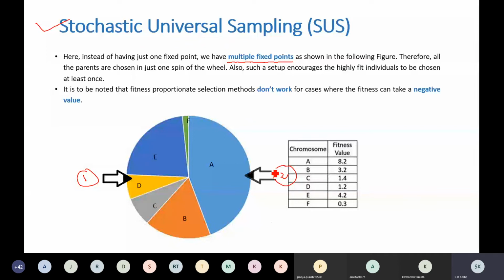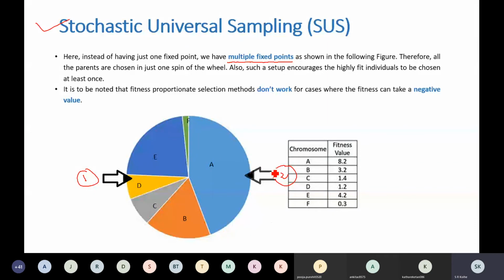Anybody? What will decide the number of fixed points? You can have multiple. The number of parents. Correct. Depending upon the number of parents. For example, if you need two parents for mating, then there will be two fixed points. So what is the advantage of this? Parents will be selected in only one spin. Right. Both the parents will be selected in only one spin.